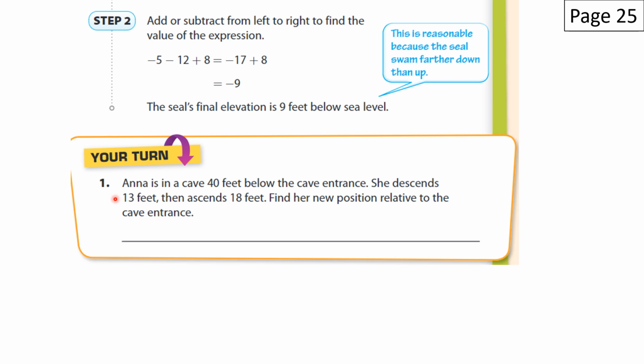Anna is in a cave below the cave entrance. She descends 13 feet and then ascends 18 feet. So descends means go down, and ascends means go up. What is her final position? Here's the expression. You have negative 40 minus 13, so you do that part first, and then you add 18, and you should end up with negative 35, or 35 feet below the cave entrance.